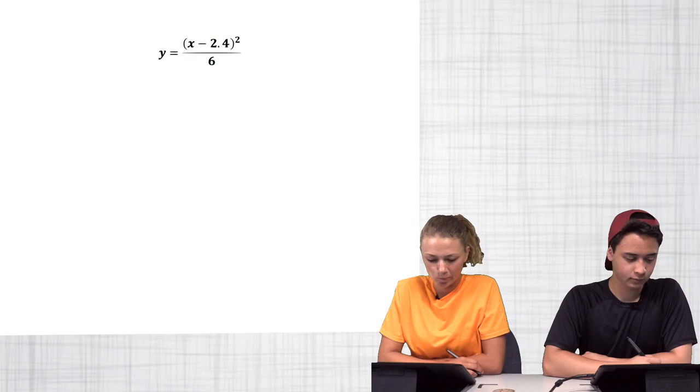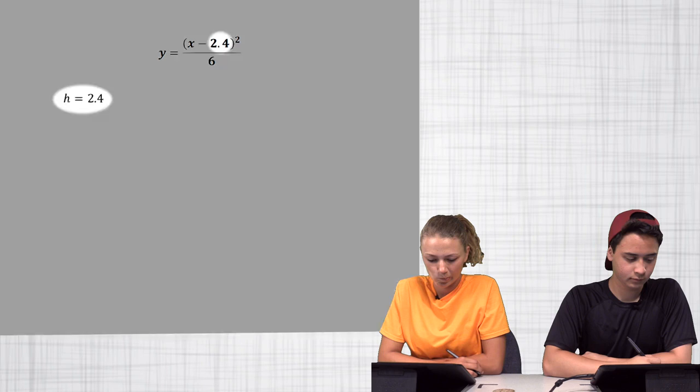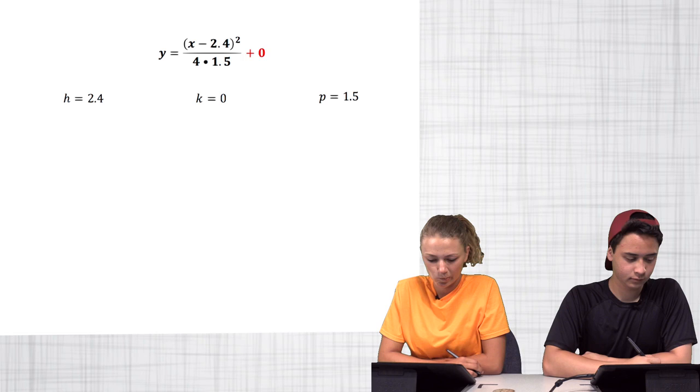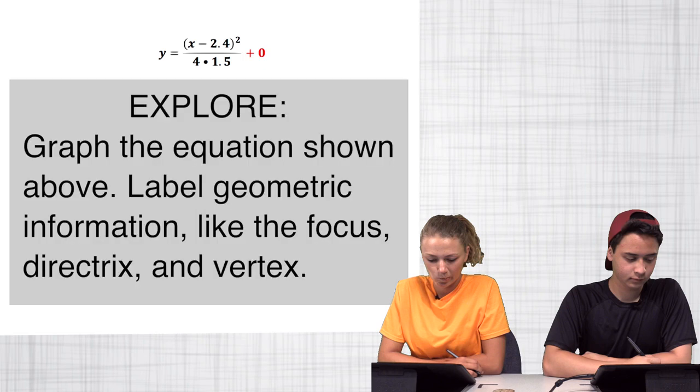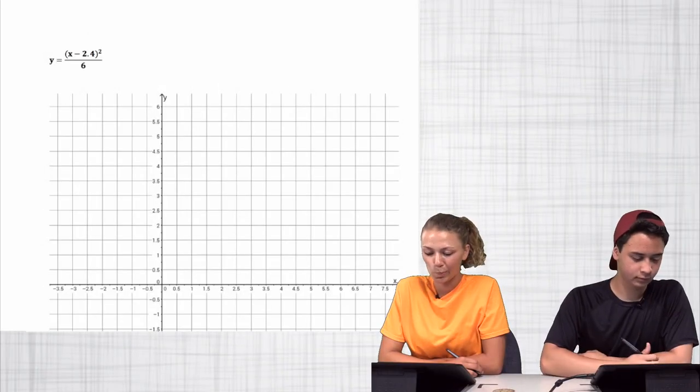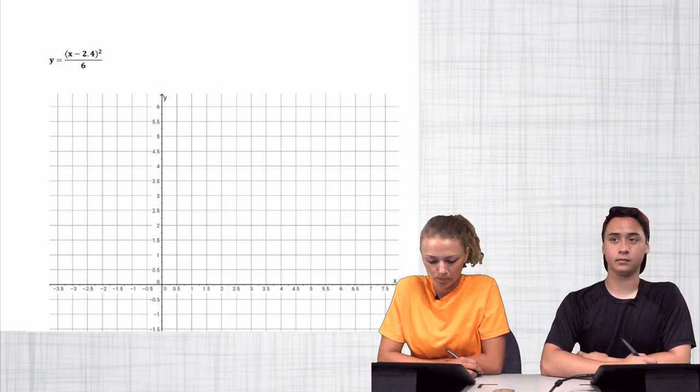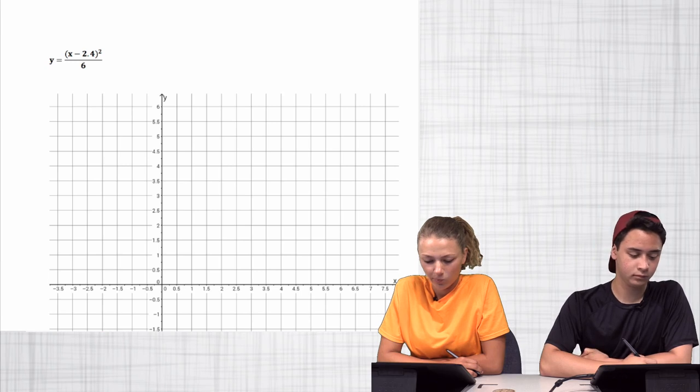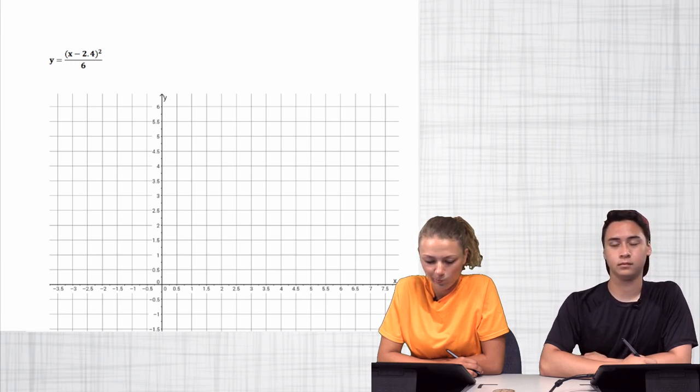In the last episode, Sasha and Keoni looked at this equation and saw several pieces of geometric information. H equals 2.4, K equals 0, and P equals 1.5. In this episode, they will graph the equation and label geometric information like the focus, the directrix, and the vertex of the parabola. Your goal is to graph the parabola, but also to locate and label geometric information like the focus, directrix, vertex, and a special point.